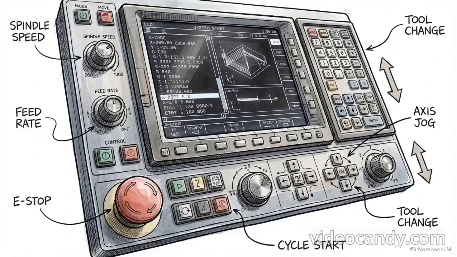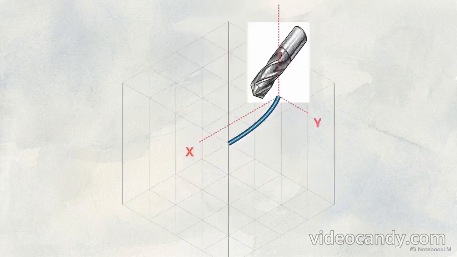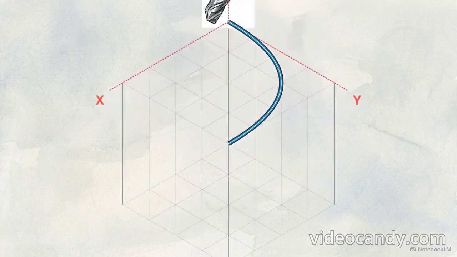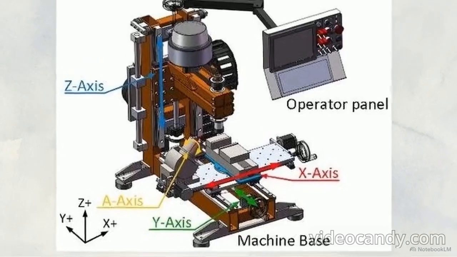This is achieved using a CNC, or computer numerical control machine. A CNC is a manufacturing device that relies on a rotating cutting tool to carve materials across multiple physical dimensions. This diagram shows the standard setup for mapping that physical space.